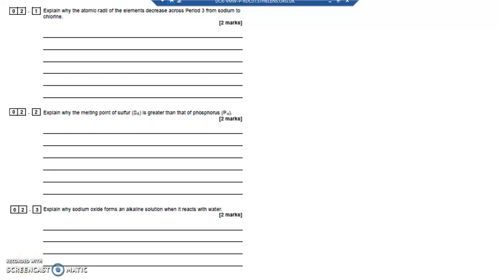Question number 2. Explain why the atomic radii, so that's the radius, the distance across an atom, from the nucleus to the outer shell rather, decrease across period 3 from sodium to chlorine. So basically it's asking why the atoms get smaller.